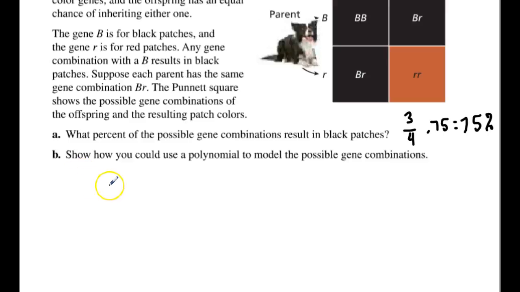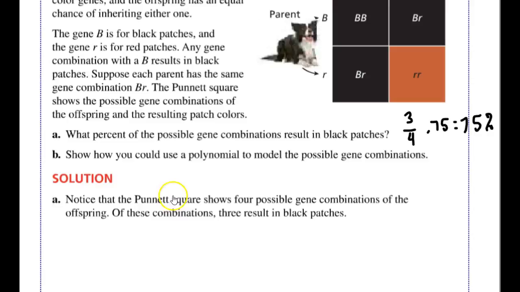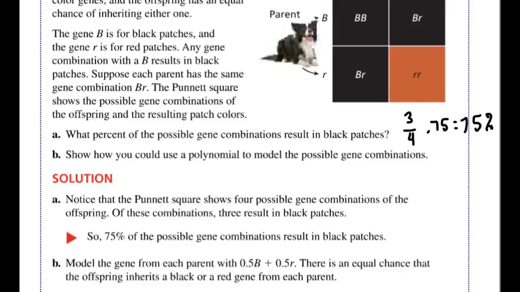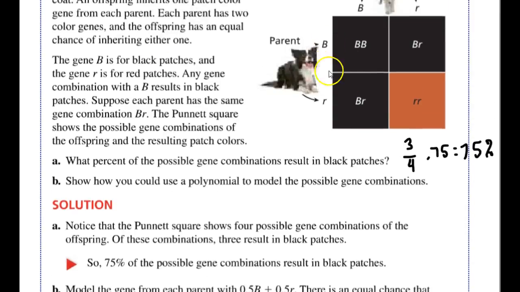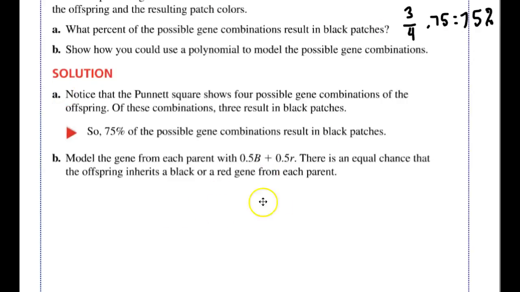So now I'm supposed to show how you could use a polynomial to model the possible gene combinations. So one thing I can do is use different values and use these letters to help me. So I'm going to look at this here. We're just going to click through this. Right? So this is part A that we already talked about. So I'm going to model each gene from the parent with 0.5b plus 0.5r. And I know that because each parent has one of each. So half of what the parent gives is a capital B and half of what the parent gives is that r. So there's an equal chance from each point. So that's why they're both 0.5.